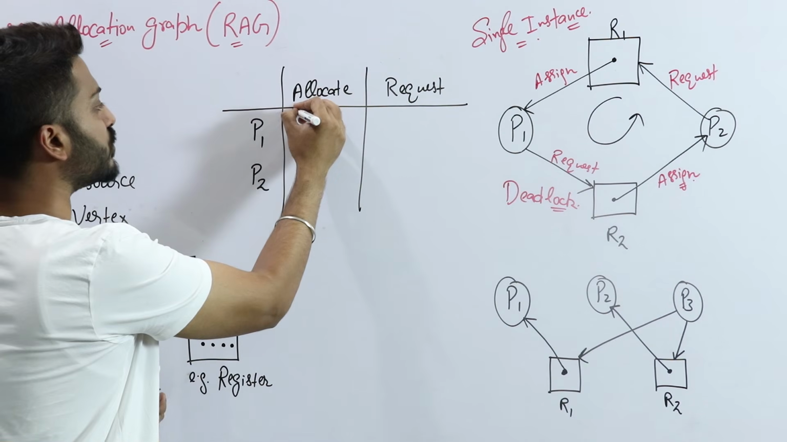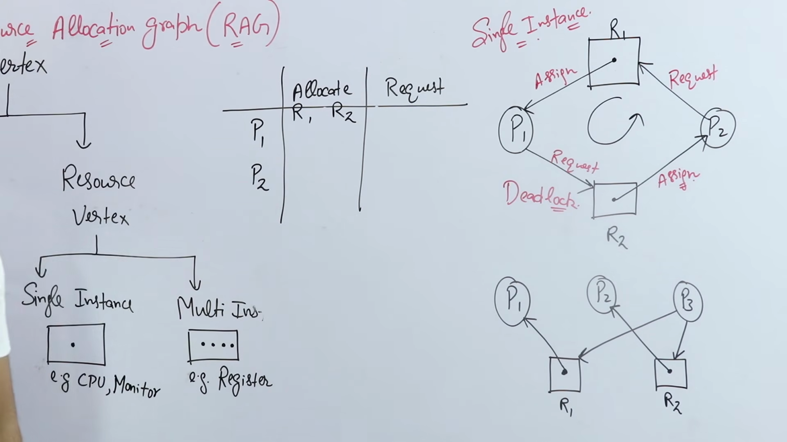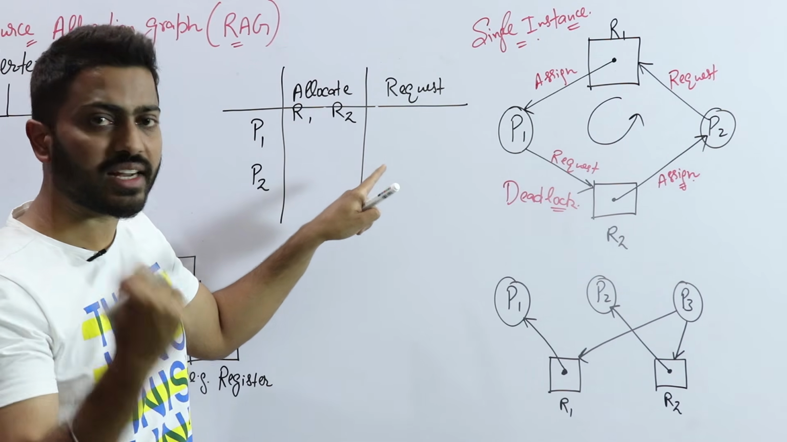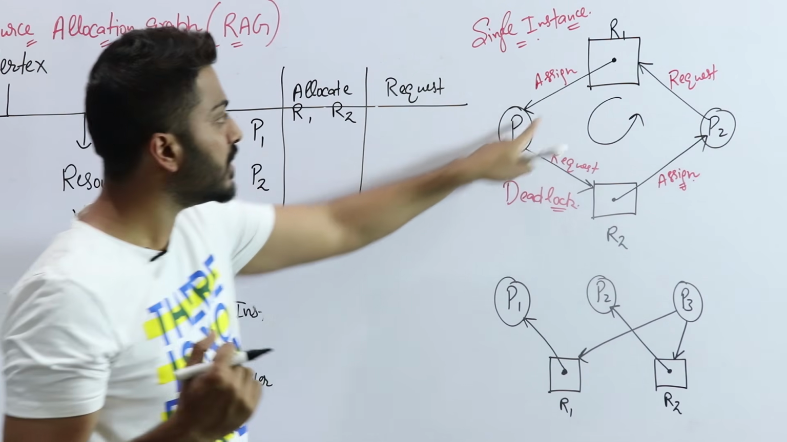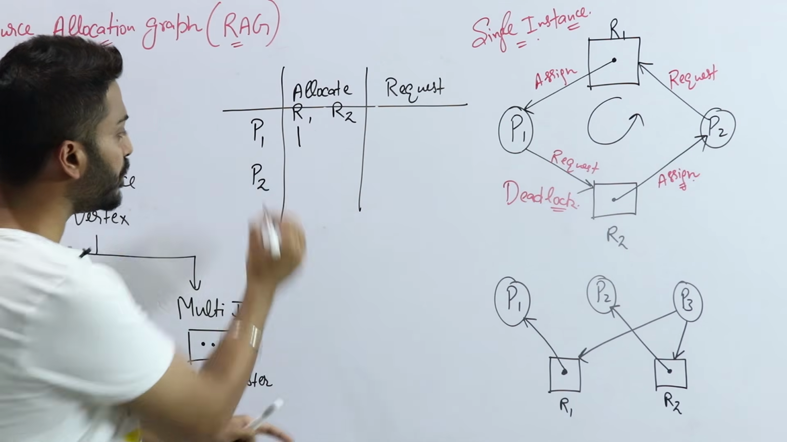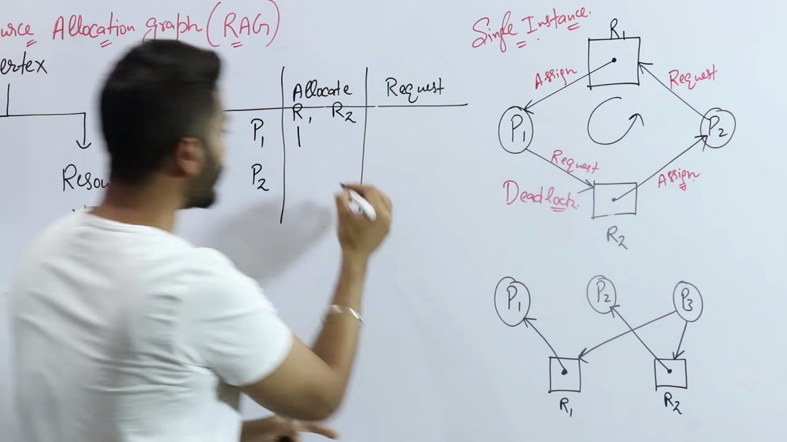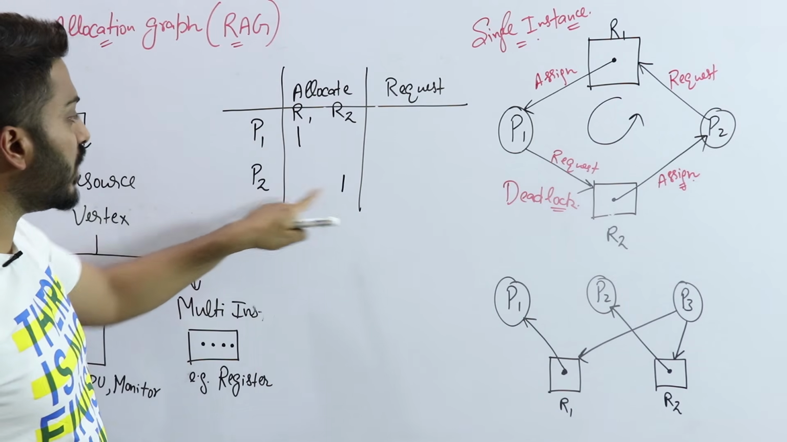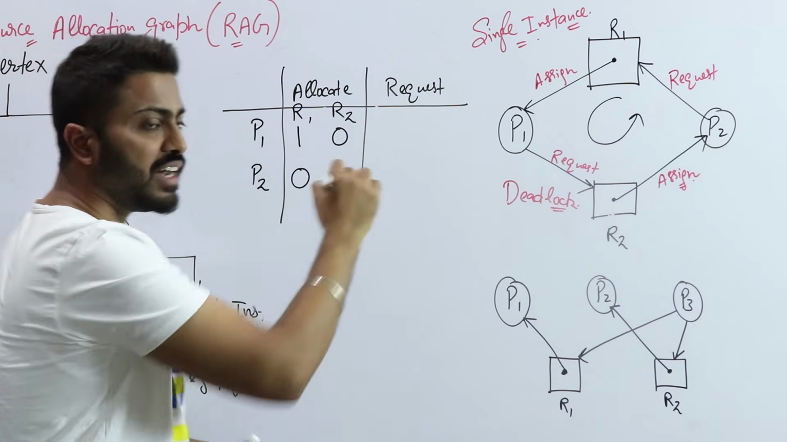What are the allocate and request? Resources. So how many resources do we have? 2, R1 and R2. So by looking at the graph, allocate means already holding, already getting. Which resource is P1 holding, already allocated? R1. P1 already has R1 and P2 already has R2, because P2 has already taken R2. So just write 1 1. 1 1 means P1 has taken R1, P2 has taken R2. Whatever allocation is there, we write 1.